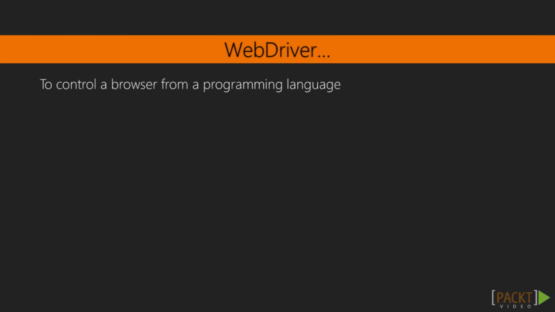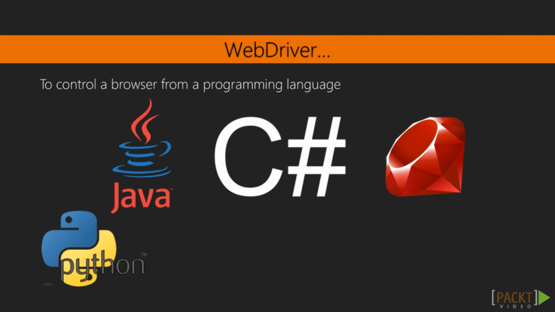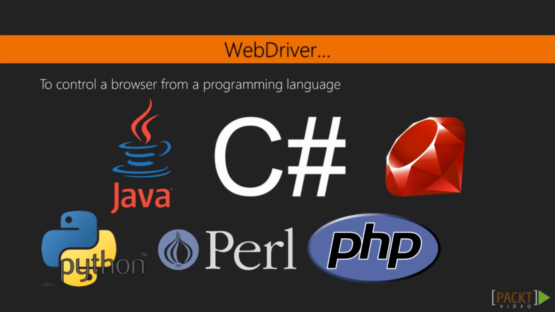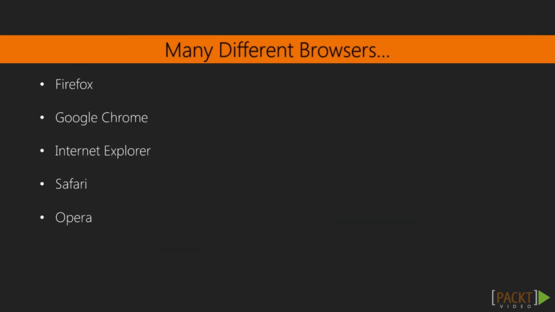You can write some code to control the browser and get information back from the web page. The languages supported are Java, C#, Ruby, Python, Perl, PHP, and JavaScript. Using WebDriver means programming, so you must have some programming skills. If you are getting started with it, team up with somebody who knows and share their knowledge. With WebDriver, you can control many different browsers. The browsers that are supported are Firefox, Chrome, Internet Explorer, Safari, and Opera.